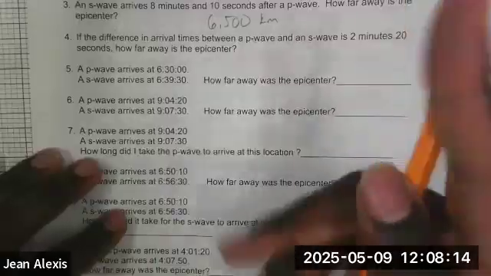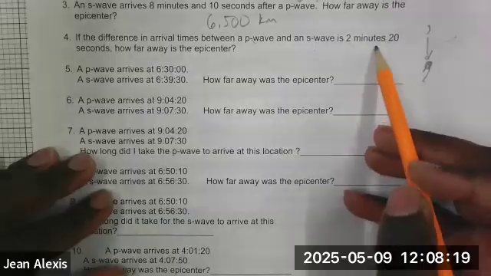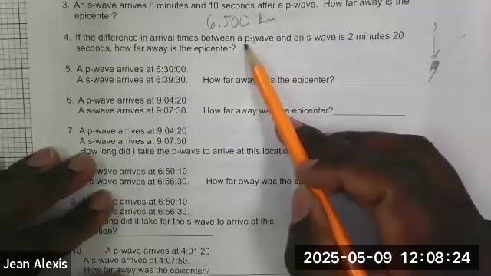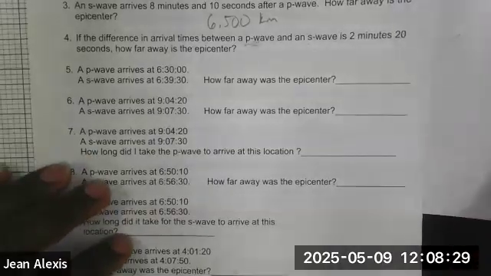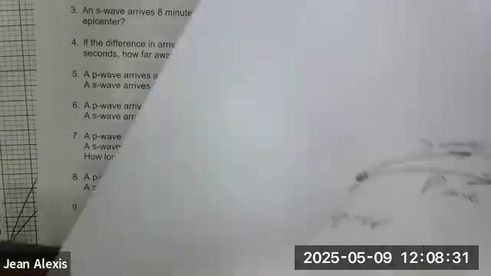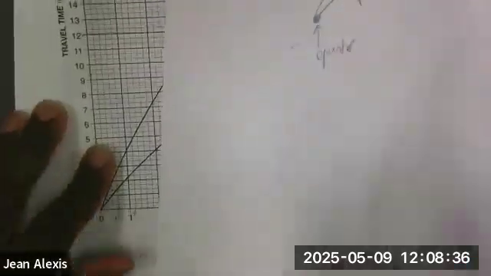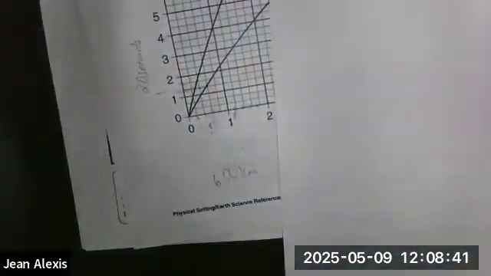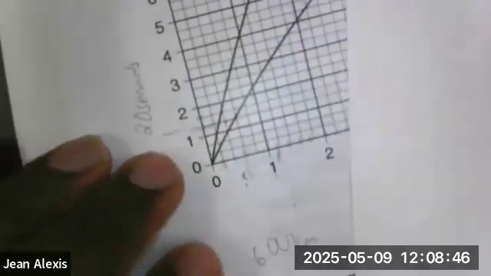All right, so we're going to look at number 4. If the difference in arrival time between a P wave and an S wave is 2 minutes, 20 seconds, how far away is the epicenter? So once again, they're telling us the difference between the P and the S wave is 2 minutes and 20 seconds. That means I have to use the scrap paper method, right? In this case, the P and S wave are 2 minutes and 20 seconds apart. So therefore, I'm going to use my scrap paper.